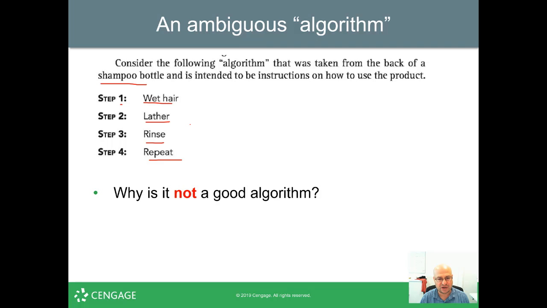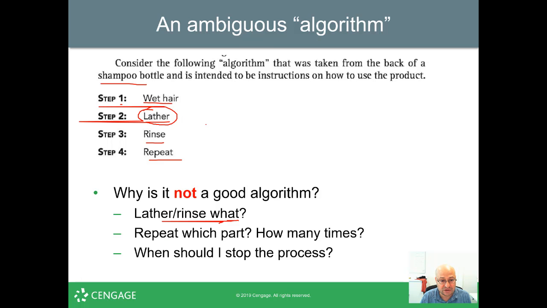Now, why is this not an algorithm? First of all, lather, rinse what? My dog or my chair? It's not specific. It's too vague. Lather what? Repeat which part? Repeat what? Rinse? So I just keep repeating rinse, or I repeat wet hair? Only wet hair? Repeat how many times? Forever? Will I be forever washing my hair?